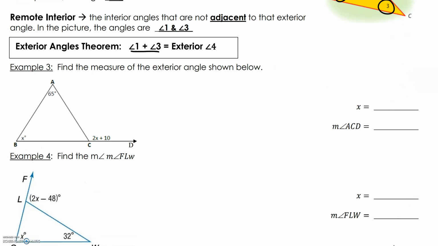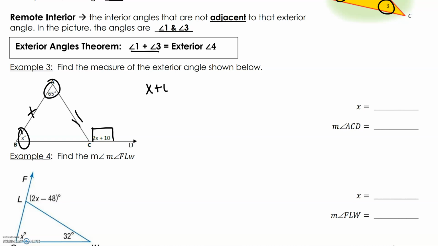So in this example, I always kind of think of it like a TV. Here's my TV, and I'm going to use the remote being far away from the TV. This one's not the remote because it's right next to the TV. And this one would be the remote. We would use the remote from these two spots for kind of the TV. So we're going to add these two angles, the two remote, and it's going to equal the exterior angle.